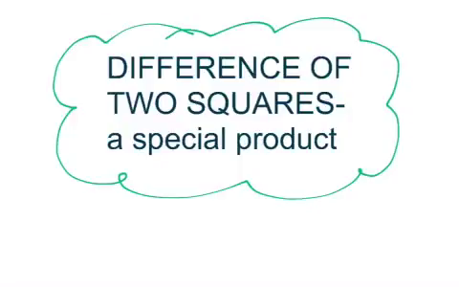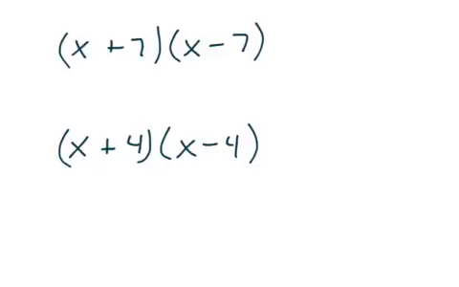Okay, ladies and gentlemen, this video is on difference of two squares. This is a special product. Product meaning when you multiply two binomials together. Okay? Now let's take a look, for example, at these two multiplication problems.